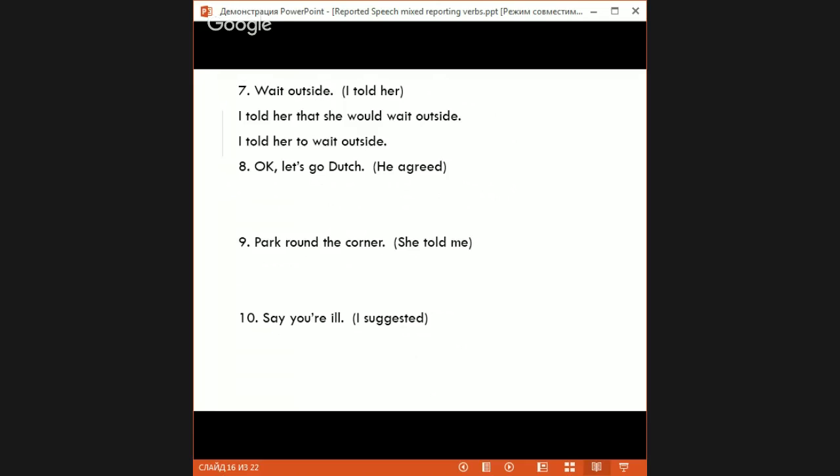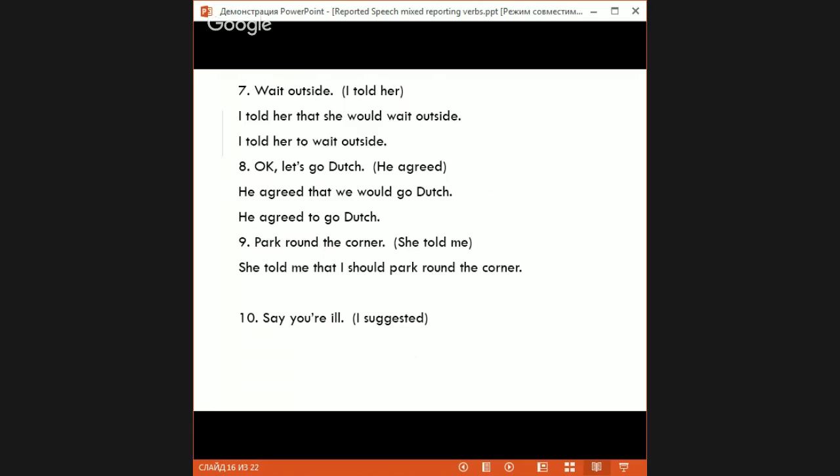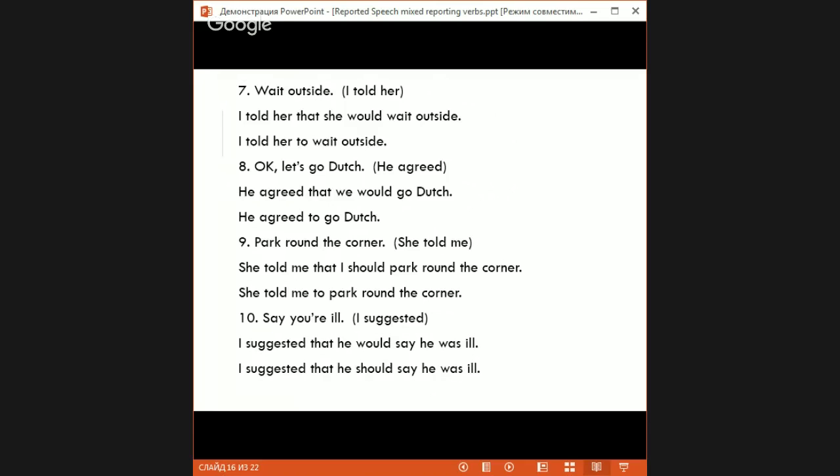Okay, let's go Dutch. Go Dutch means to pay for yourself when you go out with your friend, like to a restaurant. Everybody pays for himself. He agreed that we would go Dutch, or he agreed to go Dutch. Park round the corner. He told me that I should park round the corner, or he told me to park round the corner. Say you're ill. I suggested that he should say he was ill, or I suggested saying he was ill.